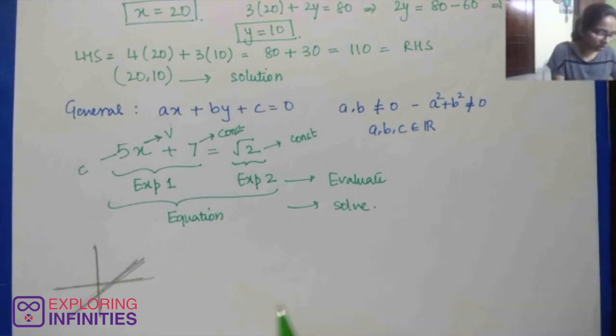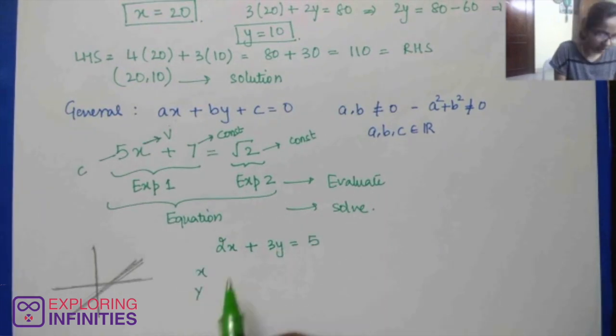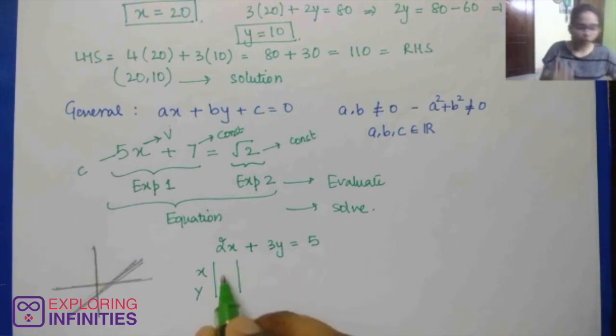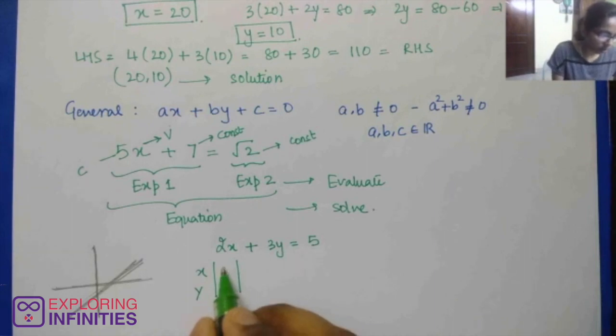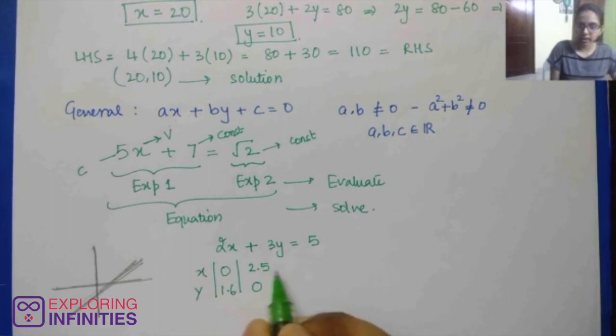So let's see an example. Let's plot this particular graph, 2x plus 3y is equal to 5. For plotting this, what we usually do is we take our x and y values. If I put x equal to 0, I get y as 1.6. If I put y equal to 0, I get x as 2.5. If I take a few more values, when x is 1, my y is also 1. When x is 4, my y is minus 1. So I have points which should lie on my graph.